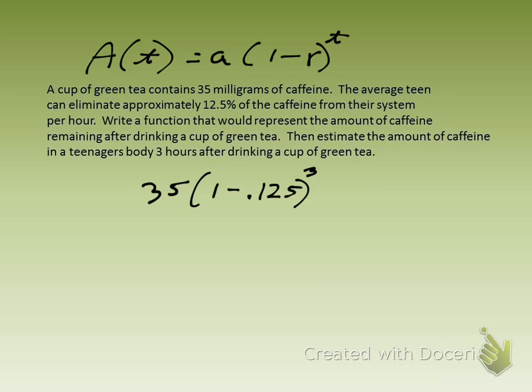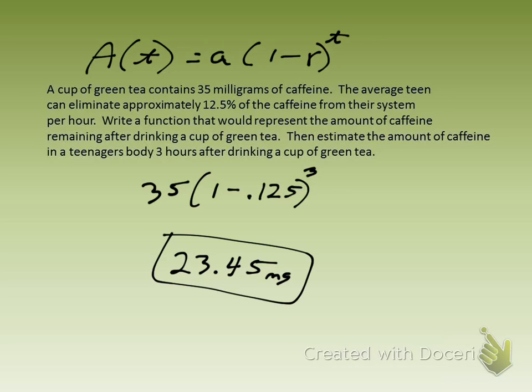Okay, plug that in your calculator. Do the apps or the programs rather, or run it through. Do it just without the program. Either way, you should end up with an answer of 23.4. Does it say what to round to? It doesn't. Let's go with hundredths. So 23.45 milligrams. All right. Very good on that one.